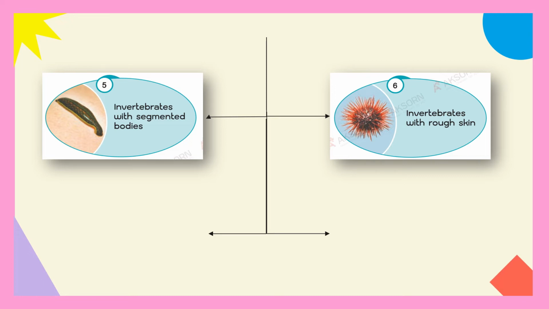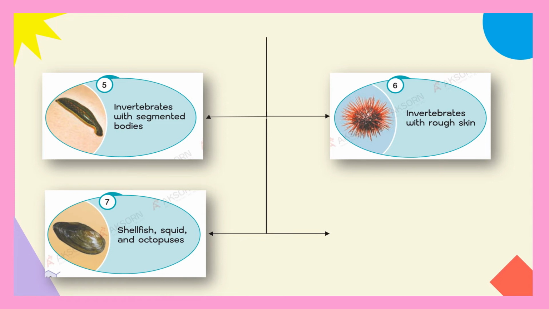Invertebrates with rugged skin. They have rugged, bumpy, and hard skin, they appear in different shapes without any heads. Under their bodies, there are many small feet in the shape of tubes. And next, number 7, shellfish, squid, and octopus. Okay.